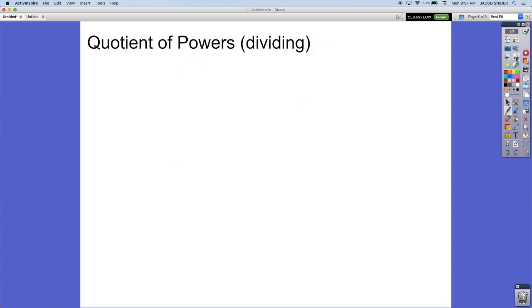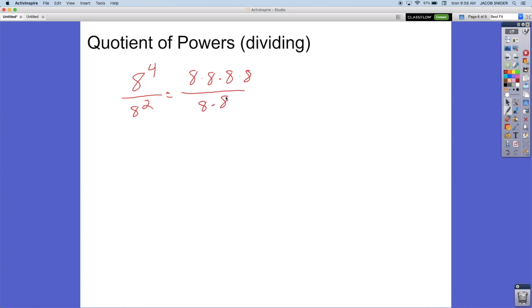Okay, second rule. Quotient of powers, dividing. Quotient is just the answer to a division problem. Write that down for me. Okay, so let's say I had 8 to the 4th over 8 squared. Same thing, I want to simplify them. So how far am I going to simplify? Let's go ahead and take a look at it. If I expand this out, like we did last time, it really means 8 times 8 times 8 times 8 over 8 times 8.